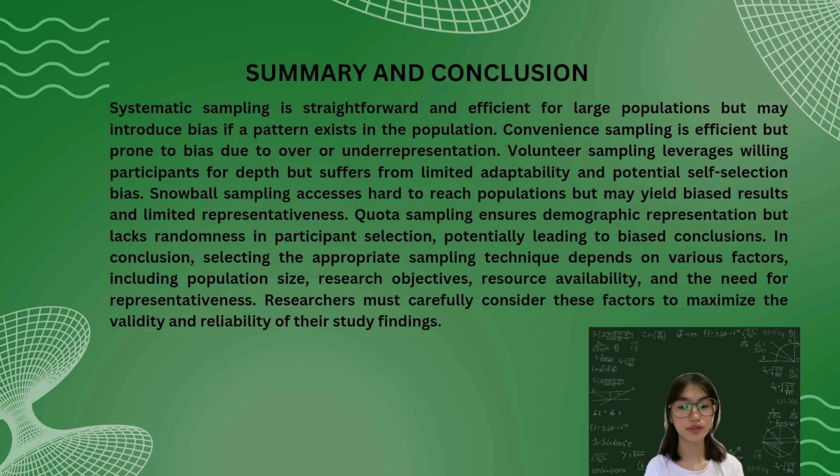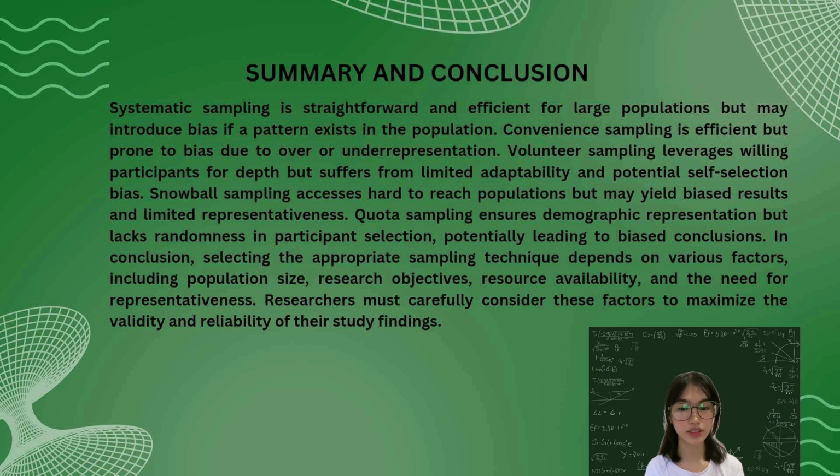Stratified sampling increases precision by dividing the population into homogeneous subgroups, but demands detailed knowledge of population characteristics and potentially a large sample size. Cluster sampling streamlines data collection for large studies, but can suffer if chosen representatives do not accurately reflect the population. Systematic sampling is straightforward and efficient for large populations but may introduce bias if a pattern exists in the population.